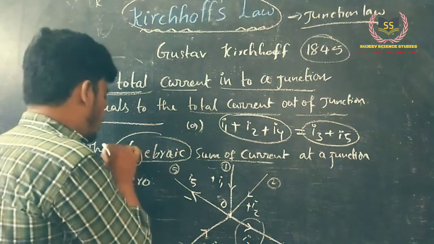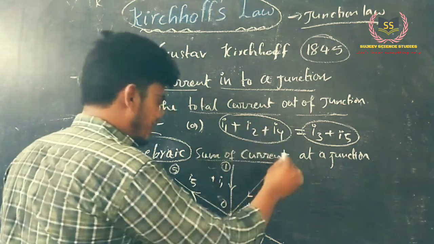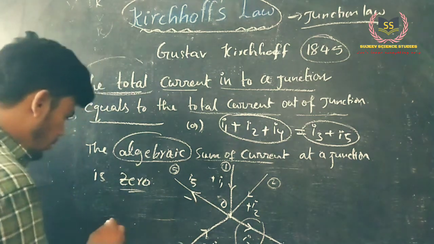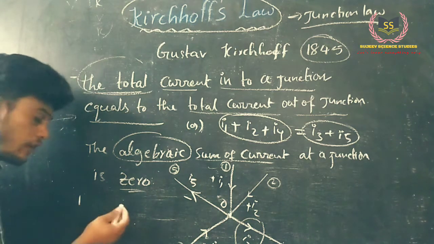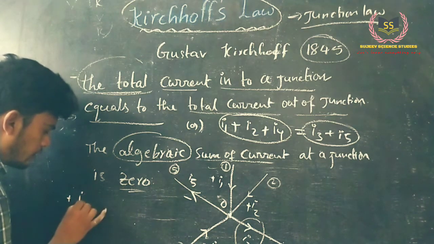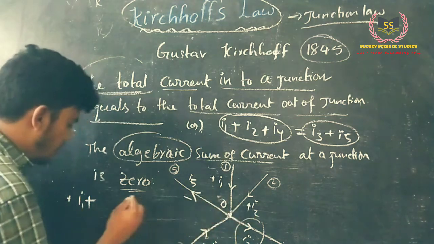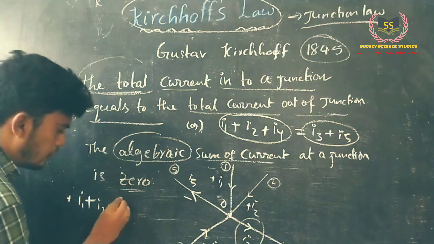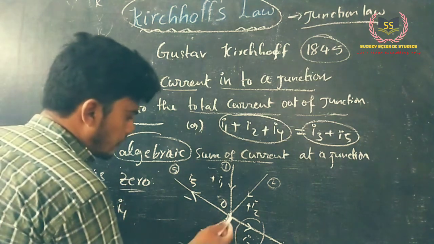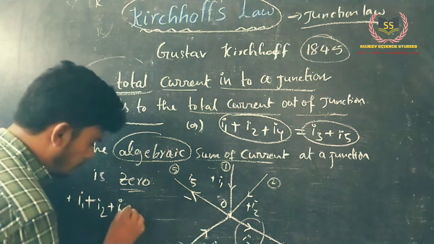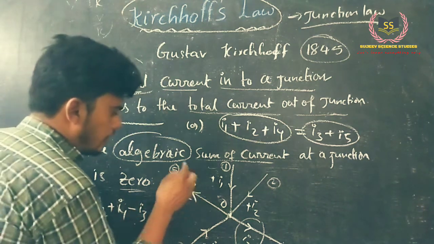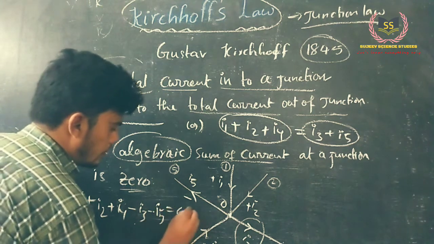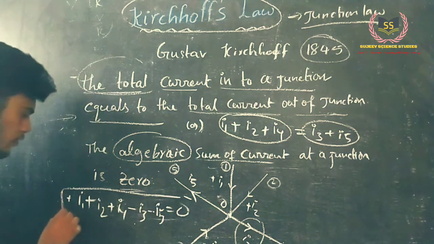The algebraic sum of the current at a junction is 0. Look at here, what are the algebraic values? Plus I1 plus I2 plus I4. Then what is the value of I3? Minus. So minus I3. What is the value of I5? Minus I5 is 0. So this is another form of Kirchhoff's law.